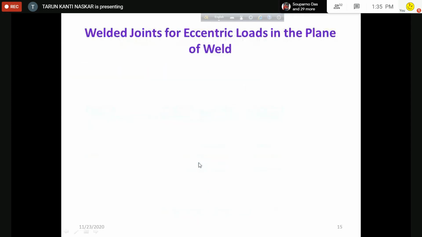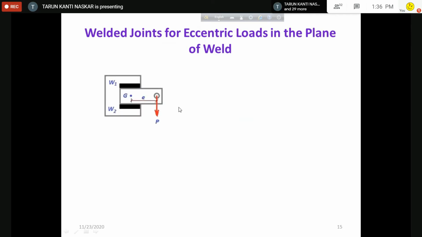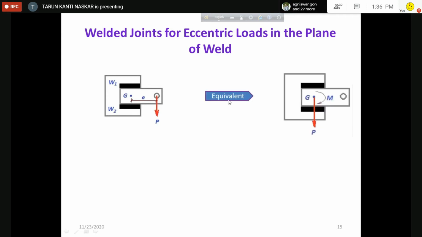Now, eccentric load in the plane of weld. This is the eccentric load in the plane of weld. That means this is the weld W1 and W2. We have considered eccentric load, but here it is in the plane of weld. So this is W1, this is W2, this is G, and this is E. This is the load P. Now the equivalence is this, that is a moment and a P.